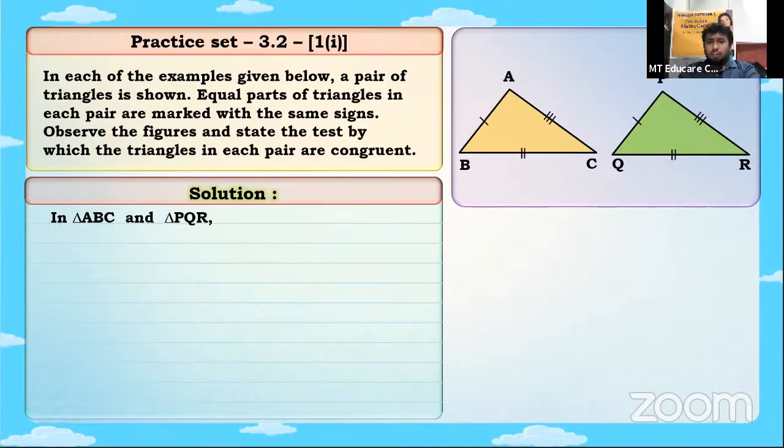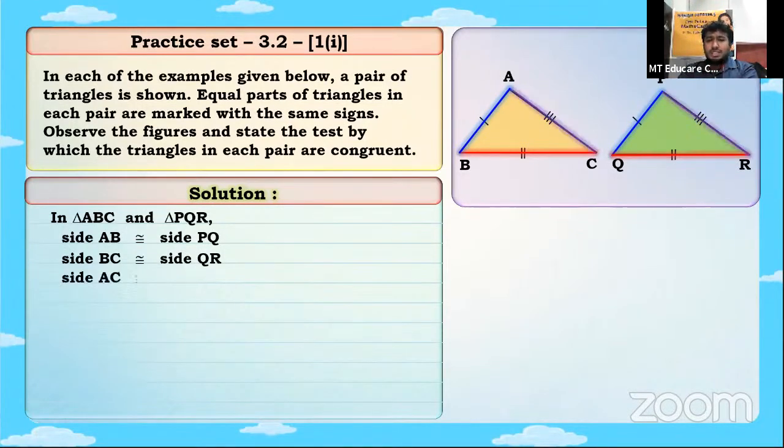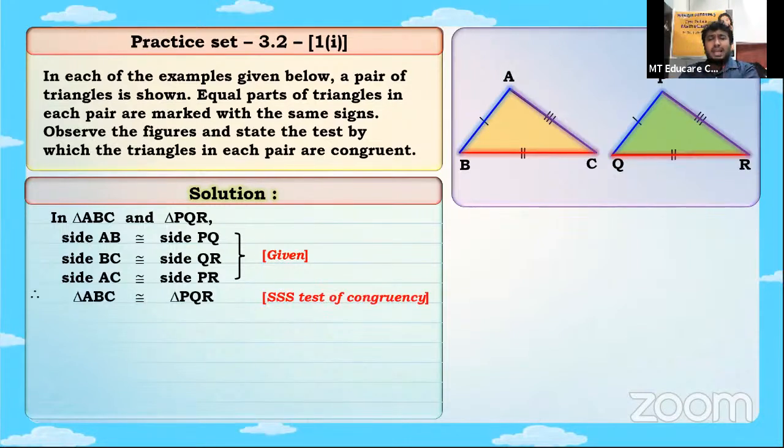Let us observe the figure, students. AB and PQ have identical marks, that means AB will be congruent to PQ. BC and QR also have an identical mark, so BC will be congruent to QR. And the last one, AC and PR also have a congruent marking, so AC will be congruent to PR. The common reason for all will be given. Therefore, triangles will be congruent by SSS test of congruency.